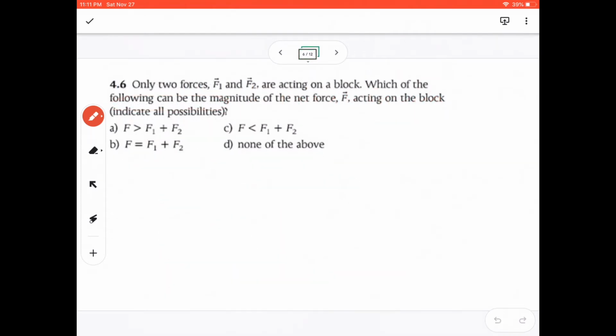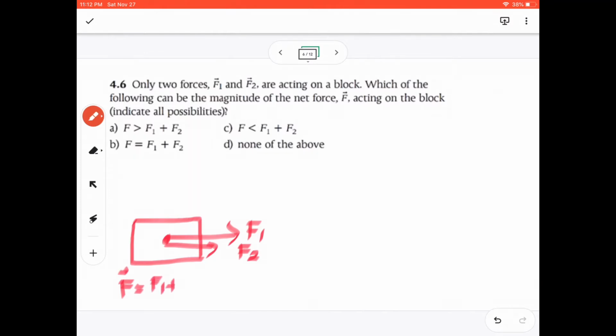Question 6. Only two forces, F1 and F2, are acting on a block. Which of the following can be the magnitude of the net force F acting on the block? Indicate all possibilities. So what are the possibilities of the net force acting on the block? One of the possibilities is that both forces, F1 and F2, are in the same direction. In this case, F is equal to F1 plus F2, right? So F1 plus F2 is greater than F. All right, so it could be letter B, right?